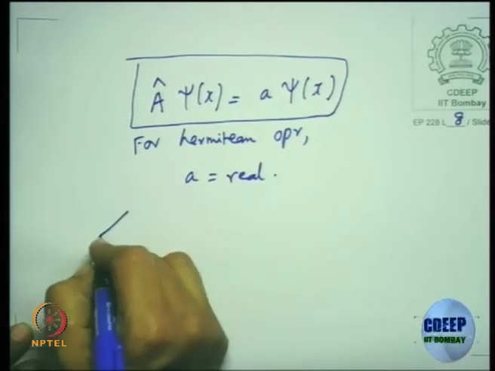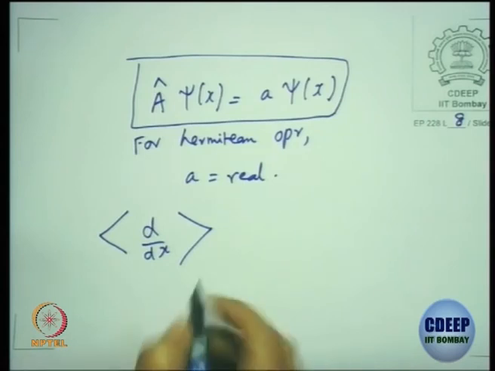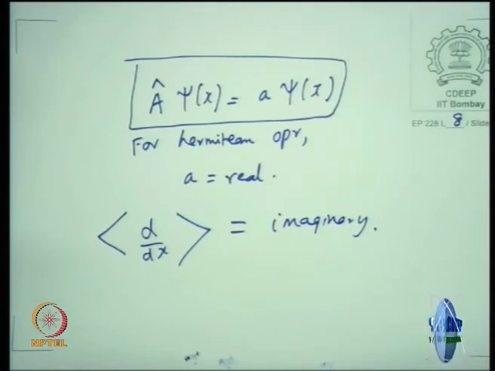When you do an expectation value of the d by dx operator, what happens? You can show this to be imaginary. Have you tried this? In your particle in a box, please do this. Take the particle in the first excited state or the ground state or any state. Find the expectation value of d by dx. That's why d by dx is not an observable, it's giving me expectation values which are imaginary, which is not an observable quantity.